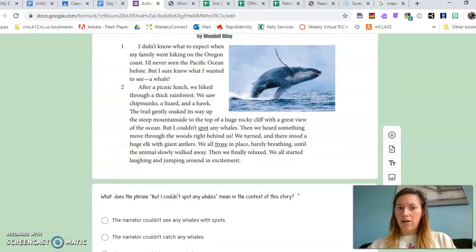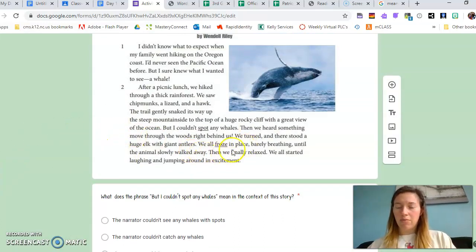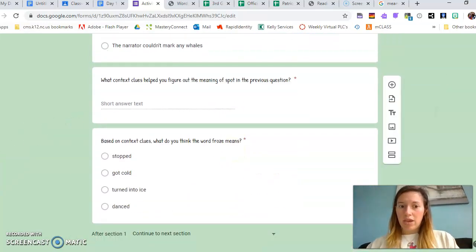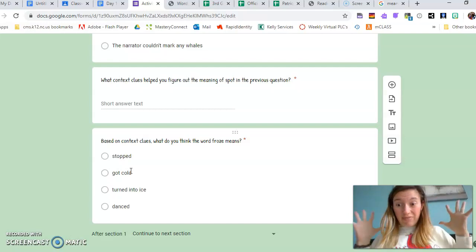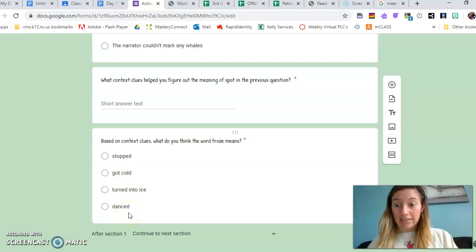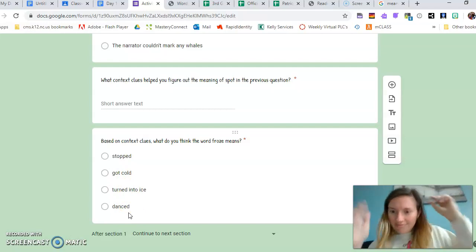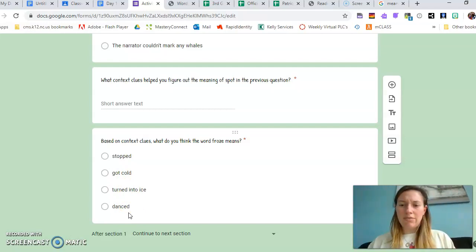So I could again try them all and replace them into the blank here. We all blank in place. We all stopped in place. Yep, they stopped because they saw what? An animal, right? There's an animal walking there. They all got cold in place. Was it talking about them being cold? They all turned into ice in place. Did it all become ice? Or we all danced in place. Are they dancing? Think which one would make sense? What does it mean if you froze in place?